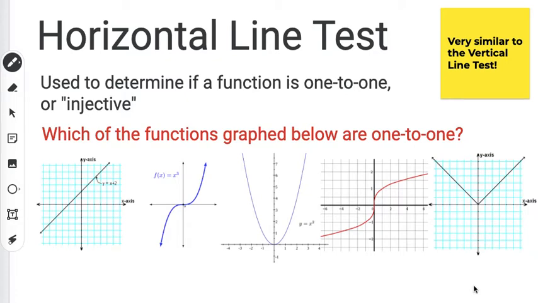Video series about functions. Today we're doing the horizontal line test. The horizontal line test is used to determine if a function is one-to-one, or injective. Sometimes you'll see the words one-to-one, sometimes you'll see the word injective.